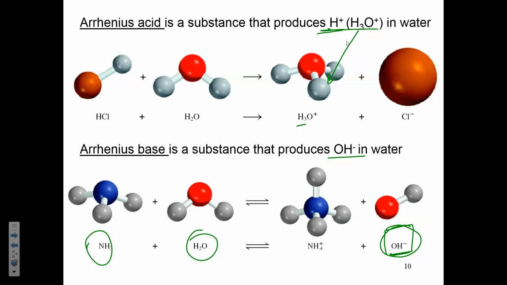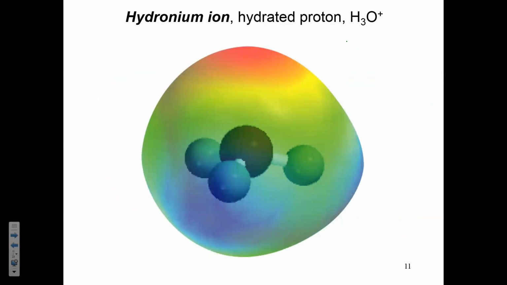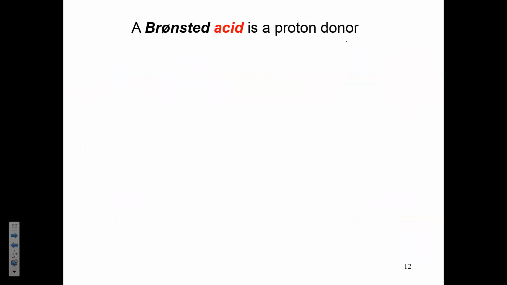Now we're going to throw in another guy. There's an example of a hydronium ion, which is also an acid. We're going to throw in definitions by another guy, Bronsted. Bronsted expands, or broadens, the definition of what an acid and base are. And he says that an acid is anything that can donate a proton.